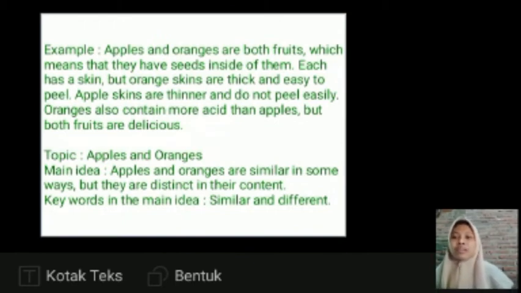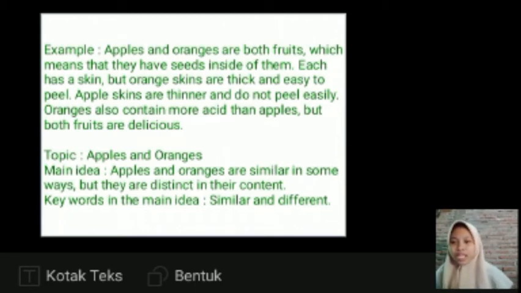This is an example paragraph for compare and contrast. Apples and oranges are both fruits, which means that they have seeds inside of them. They have a skin, but orange skin is thick and easy to peel. Apple skin is thinner and doesn't peel easily. Oranges also contain more acid than apples, but both fruits are delicious.